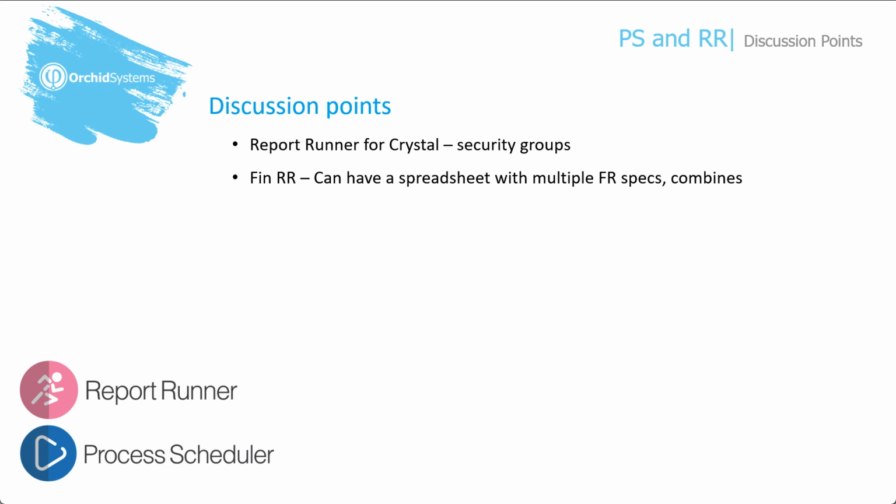With Financial Report Runner, we'll let you look at the demo scripts and the various demonstration videos that are on the Orchid website for more details on that. And then you can also use Process Scheduler Level 3 to automate the distribution of the financial reports. You can print to a printer or save to a folder and or email, so there are different configuration options for Report Runner.